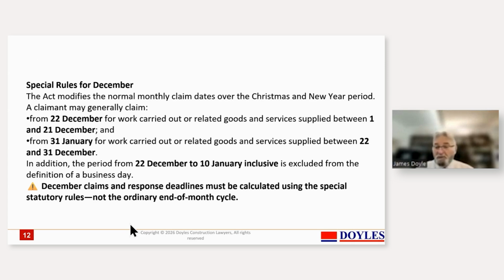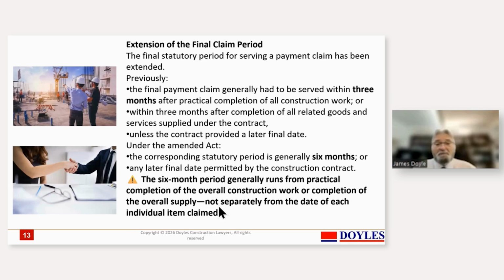You've got special rules for December, so don't put a claim in on the 23rd of December and then sort of expect that you're going to get a response within a certain number of time. The situation is that those days won't count as business days, and accordingly it extends the time that your opponent has the opportunity to respond. Not a bad solution.